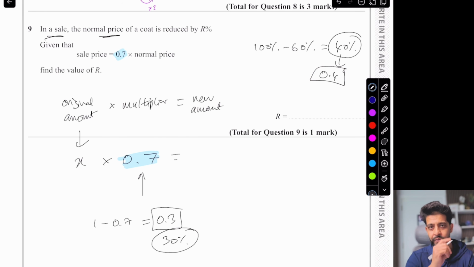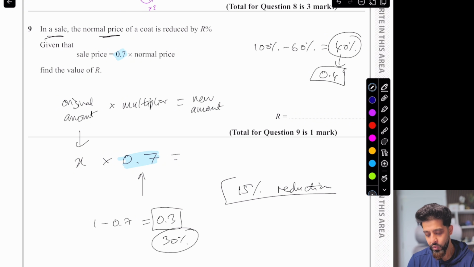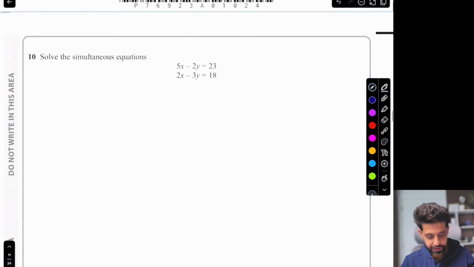Let me ask you another one, and you can write it in the comments for question number 9. If I reduce something by 15%, so if it's a 15% reduction, what multiplier would I use? What would be my multiplier? Let me know in the comments. All right, let's move on.